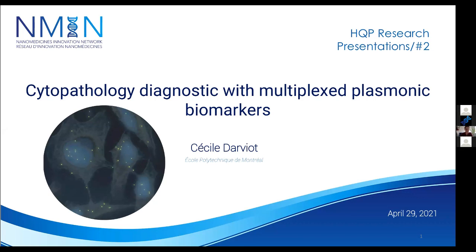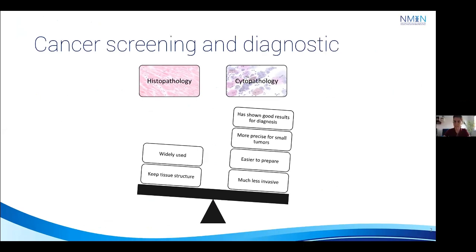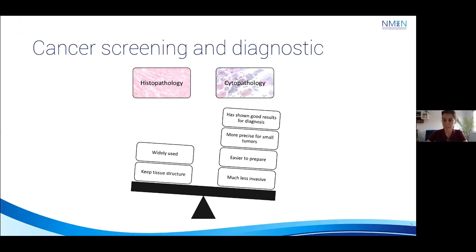So today I'm going to talk about cytopathology diagnostics with multiplexed plasmonic biomarkers. For cancer screening, more and more pathologists promote cytopathology diagnostics when it's feasible. However, although it's widely used and recognized for some cancers, such as cervical cancer, because the tissue structure is lost, cytopathology samples may be difficult to interpret.